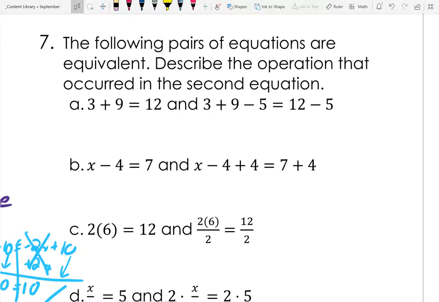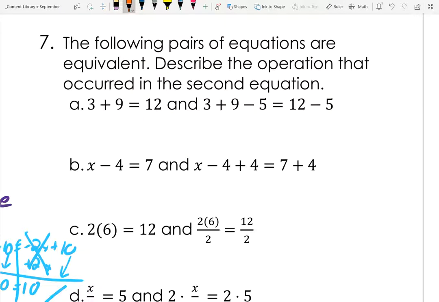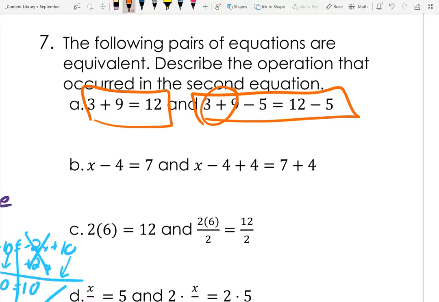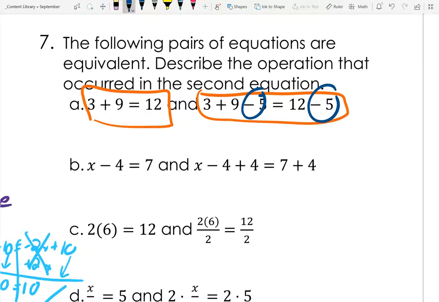Number 7. Similar to the last problem, the following pairs of equations are equivalent. Describe the operation that occurred in the second equation. So here's the first one. We have 3 plus 9 equal to 12. Here's the second one. We still have 3 plus 9, we still have equals 12. But notice what's new in the second one. They are subtracting 5. They have the minus 5 here and the minus 5 here. Everything else is the same, but the minus 5 is new. So they're subtracting on both sides, meaning they're using the subtraction property of equality.